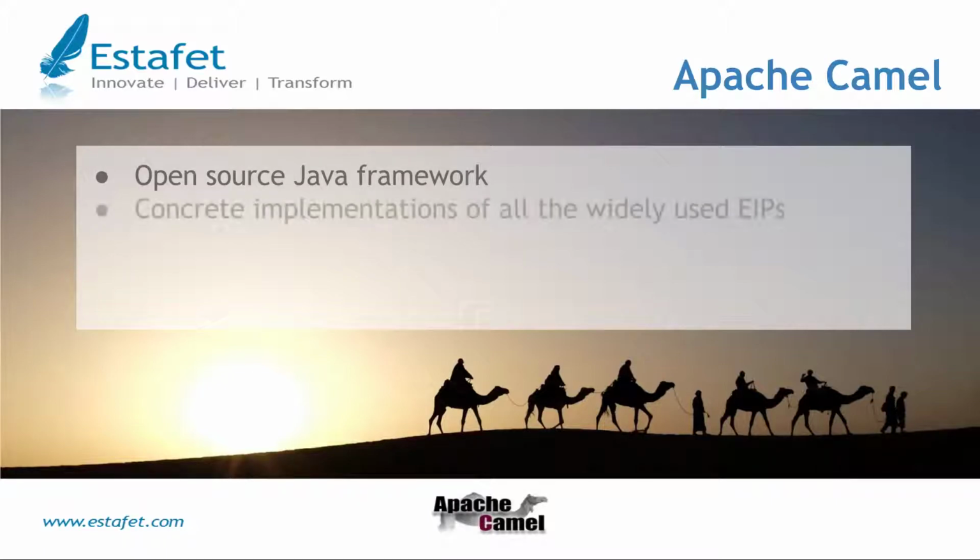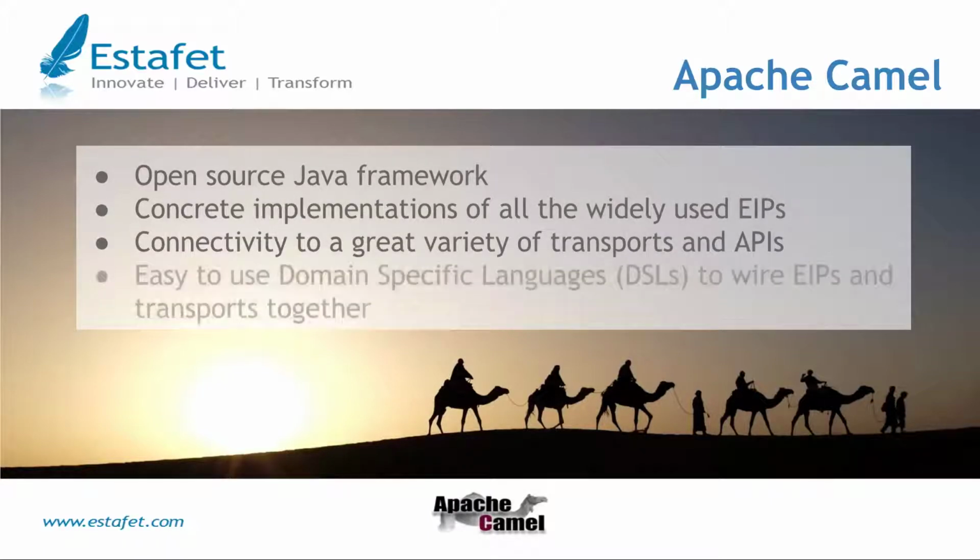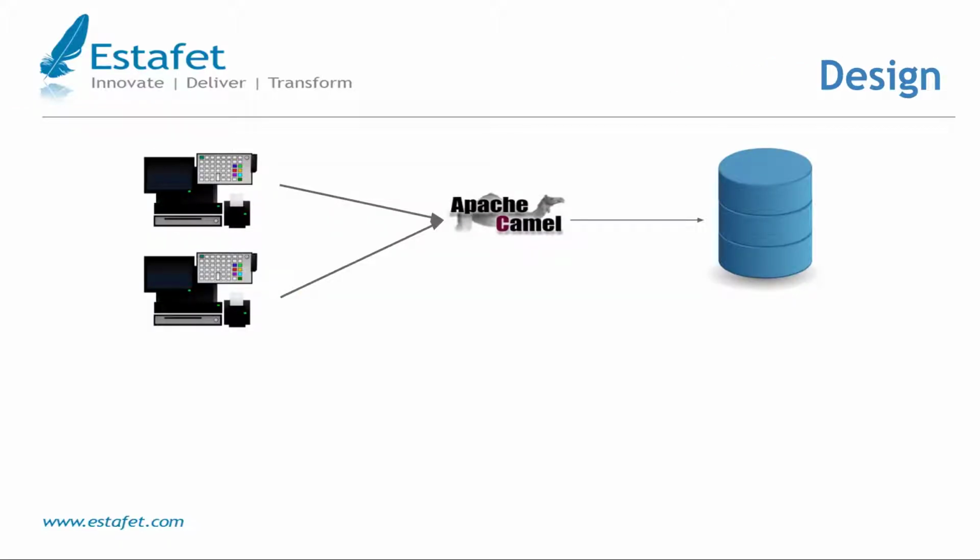Camel is an open-source Java framework used within Fuse for implementing enterprise integration patterns using service-oriented architecture and microservices. It can work with any kind of transport such as REST, JMS, web service, and many more. Finally, Camel gives developers a choice of domain-specific languages to work with, including Java, Spring, and Blueprint. Let's look at the design.